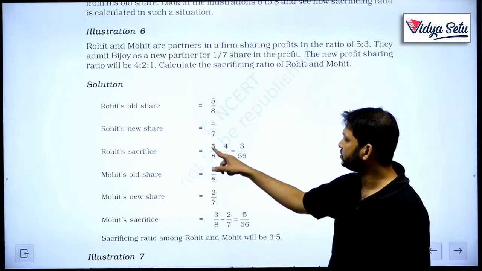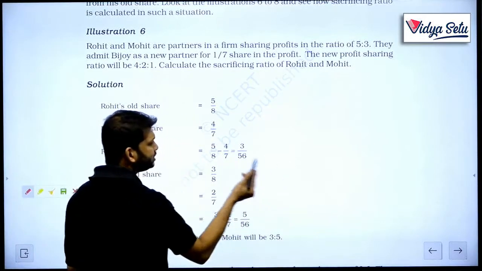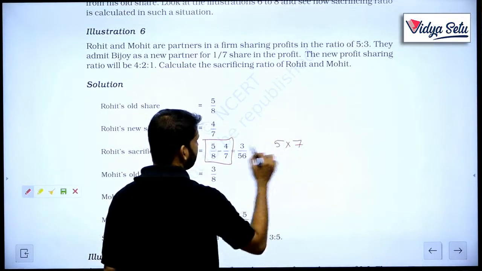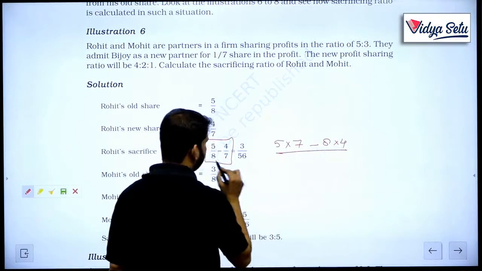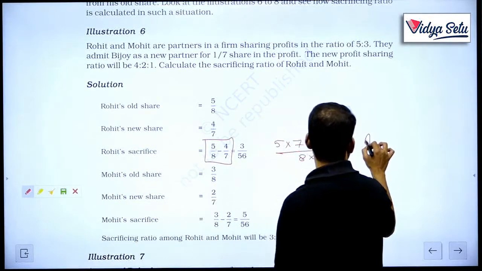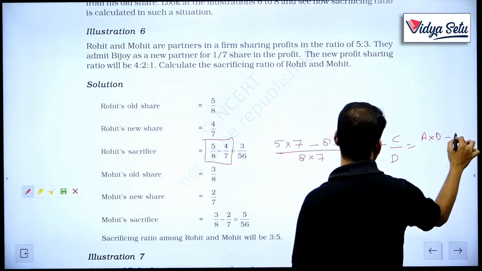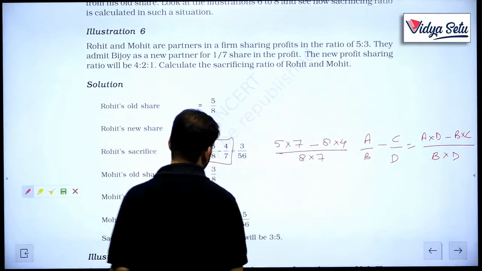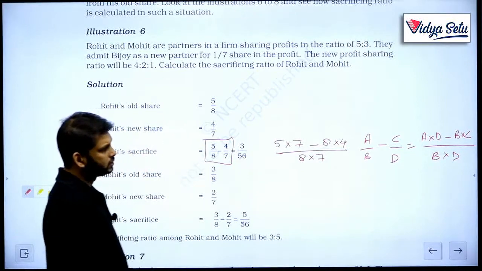I told you, we generally see students forgetting how to solve this type of fraction. So it is 7 into 5, minus is the sign so I'll use minus, 8 into 4, upon 8 into 7. This is in the form A upon B minus C upon D, so A into D minus B into C upon B into D. This is how you can do it. So 35 minus 32 upon 56, that is 3 upon 56.